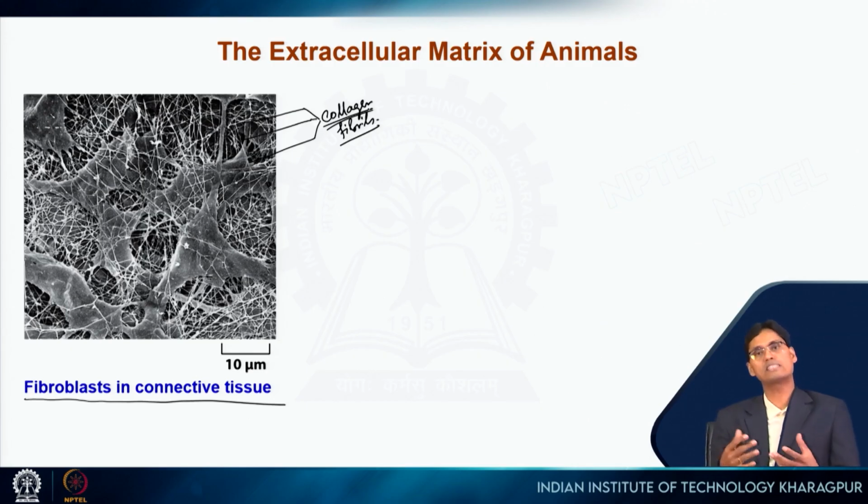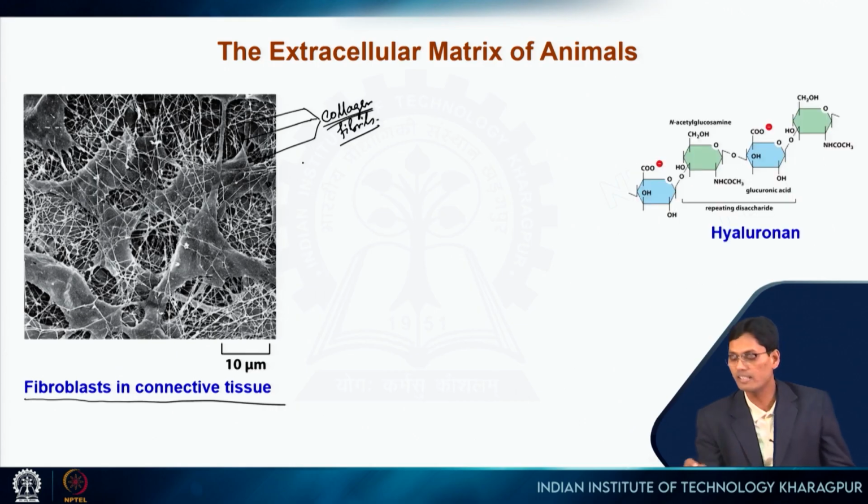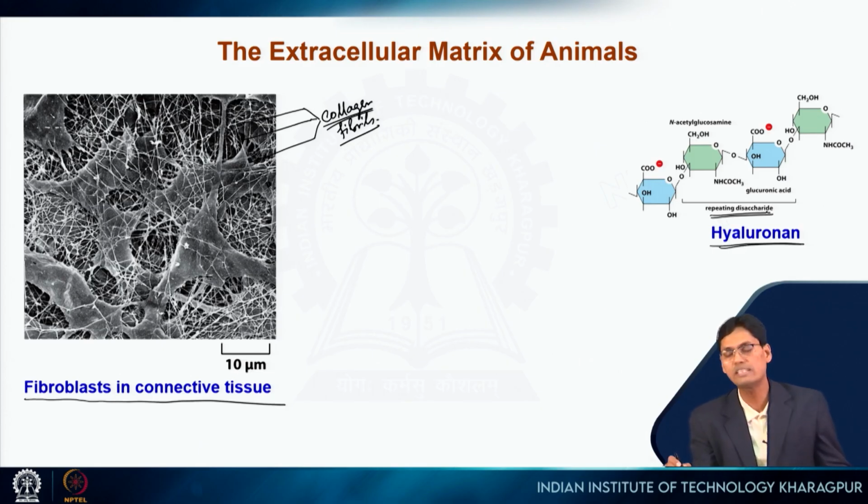Those are actually generated by the cell itself. Cells secrete this protein, and this is collagen fiber. Apart from collagen fiber, we also have some carbohydrates, for example, hyaluron, and hyaluronic acid, and then proteoglycan. All those things together form the extracellular matrix. As you can see here, this is hyaluron. This is a kind of carbohydrate with repeating disaccharide units, and it is also present in large amounts in this extracellular matrix.